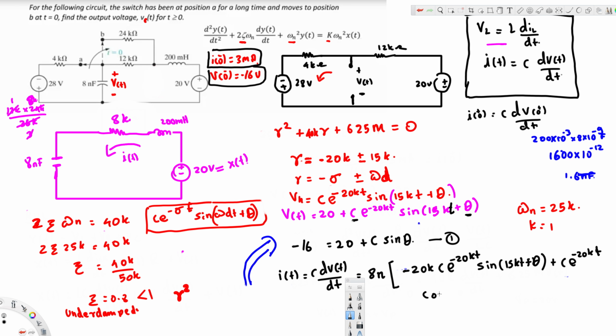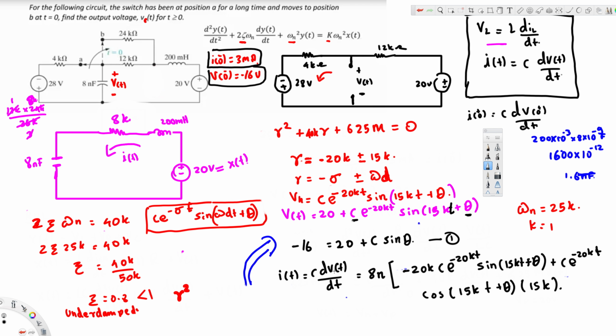So this is going to be cos(15kt), and here we are going to use the chain rule, because we have to take the outside derivative and also the inside derivative. The outside derivative is just cos(15kt + theta), and the inside derivative is just 15k, right? So we have to multiply everything by 15k, and that's it. So this is going to be our derivative.